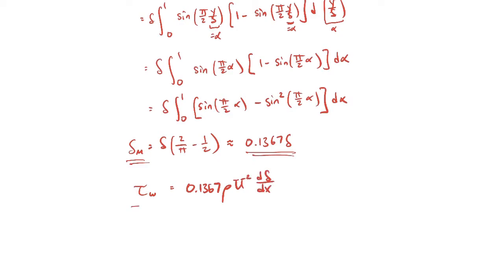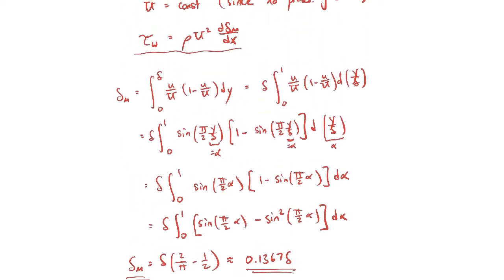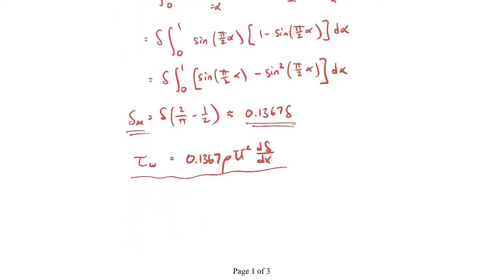Okay, so now that's what we have. So this is just substituting this momentum thickness expression back in right up there. Okay. So now we need another expression in order to solve for our 99% boundary layer thickness.